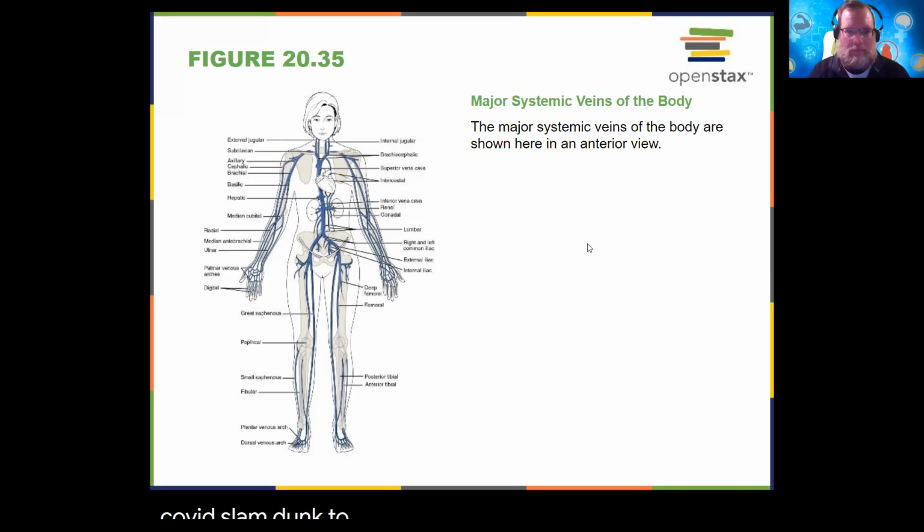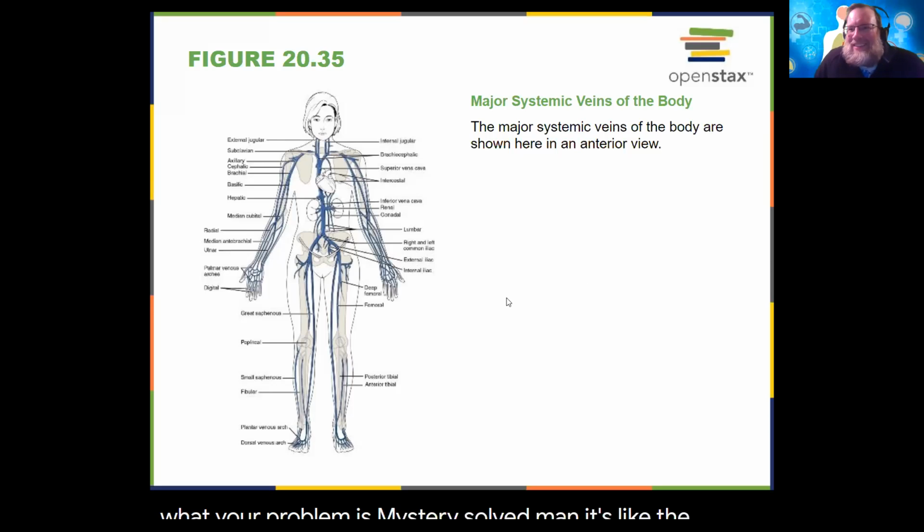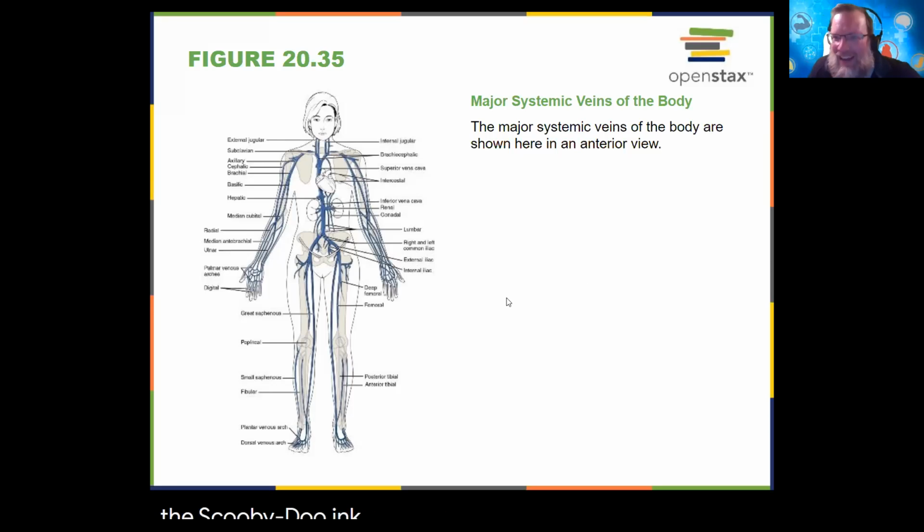So anyway, yeah. Well, Craig, now we know what your problem is. Mystery solved, man. It's like the Scooby-Doo gang or the Mystery Inc. gang, right? Got to solve that mystery.